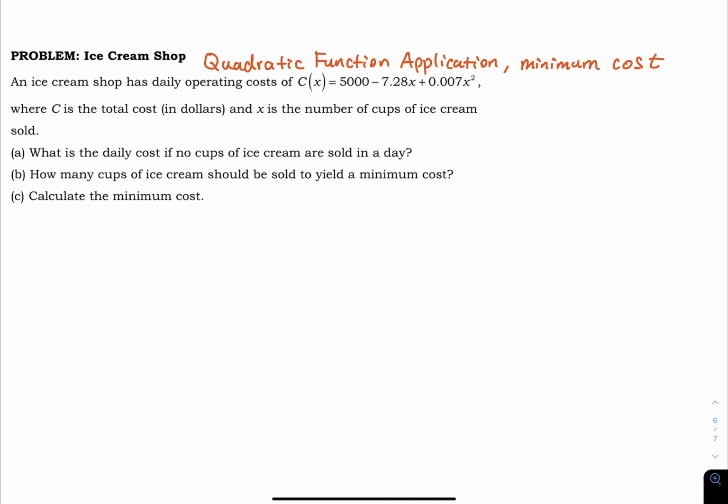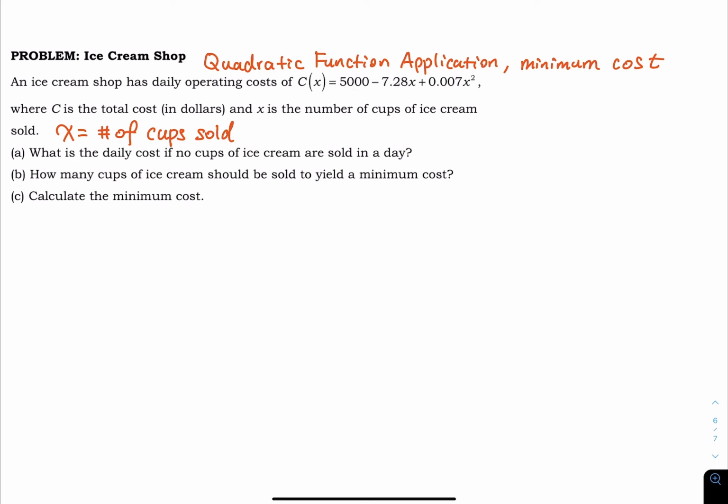All right. So this one, I'm going to write this down. x is equal to the number of cups sold. What is the daily cost if they do nothing? Okay, then the daily cost must be 5,000 when x is equal to 0. Then the fixed cost is $5,000 if they do nothing.